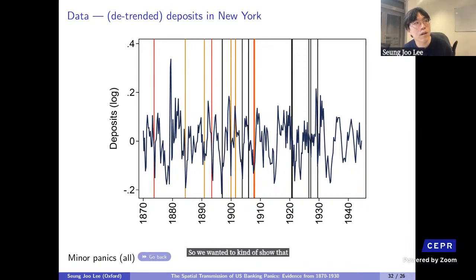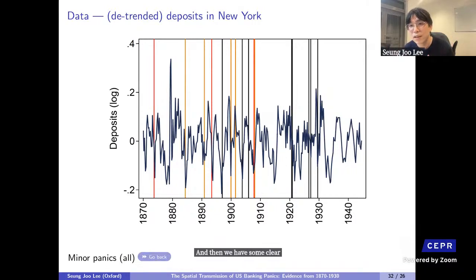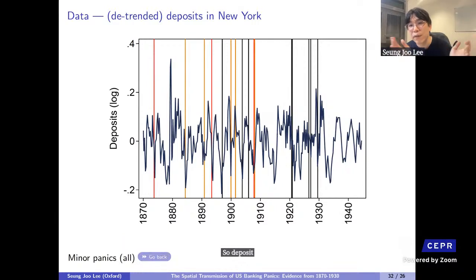And then, about how we can map this theory to the empirical section, I am sympathetic to your saying that anyone can predict that there must be some spatial transmission. But going back to my answer for your first question, we just wanted to give some numbers, and we have some clear numbers, which are significant, for different states. And we also have so many different robustness checks, and the results do not deviate too much from this benchmark regression, surprisingly. So the deposit share effect, size effect, or the other effects do not matter that much.